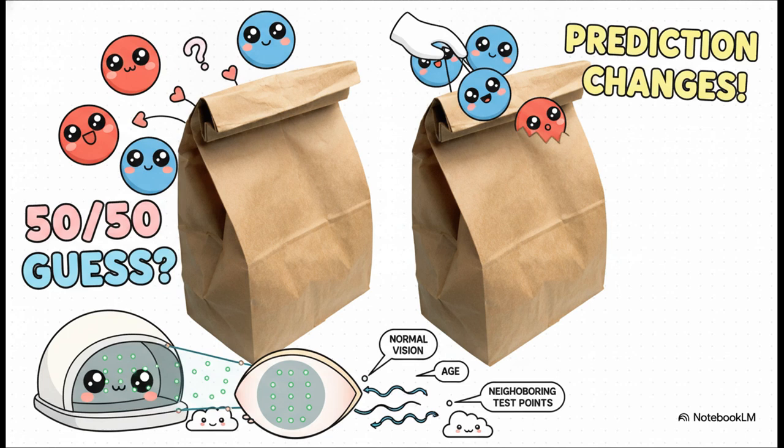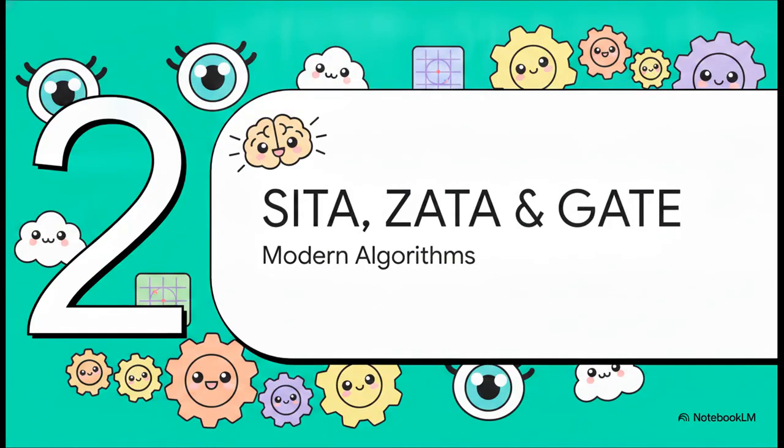Just like drawing balls from that known bag, modern visual field algorithms aren't starting from scratch. They use everything they already know, things like normal vision data, age, neighboring test points, and typical glaucoma patterns to make really smart predictions.